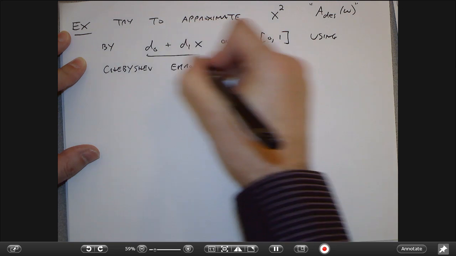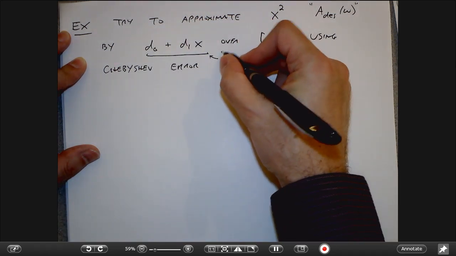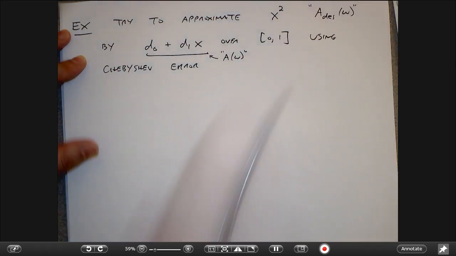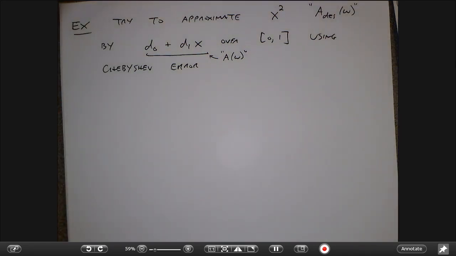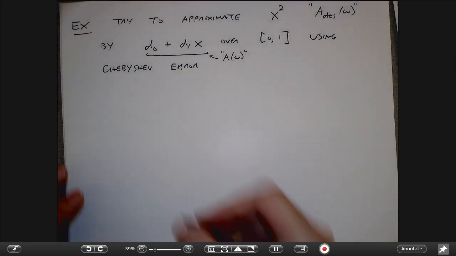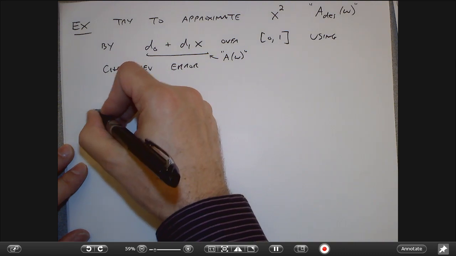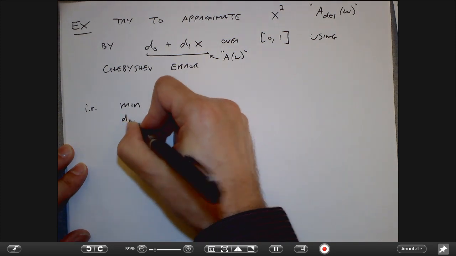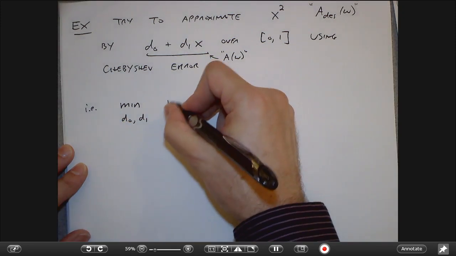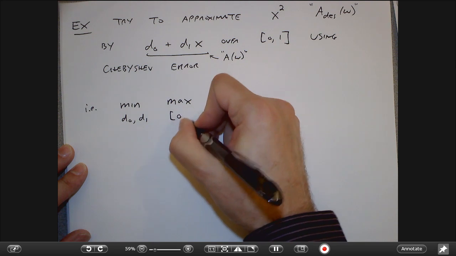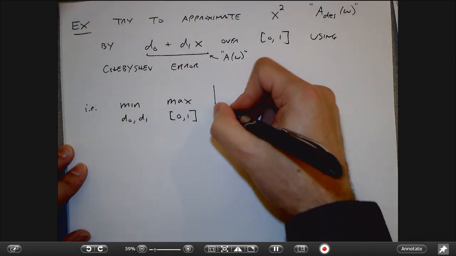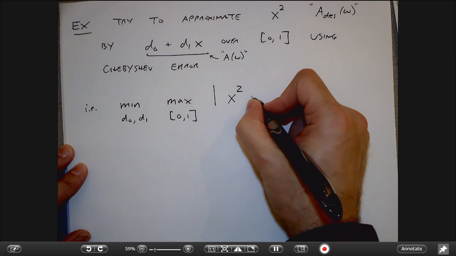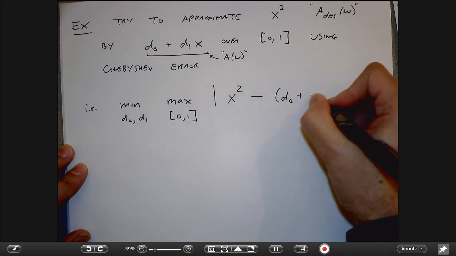Right? So this here is playing the role of my A of omega, and this here is playing the role of my desired omega. So it's kind of like saying I've got a class of functions given by this, and I'm trying to do as well as possible to approximate some new given function. So really what I'm trying to do is minimize over the two numbers I get to change around the maximum error on this interval of the difference between what I want and what I have.